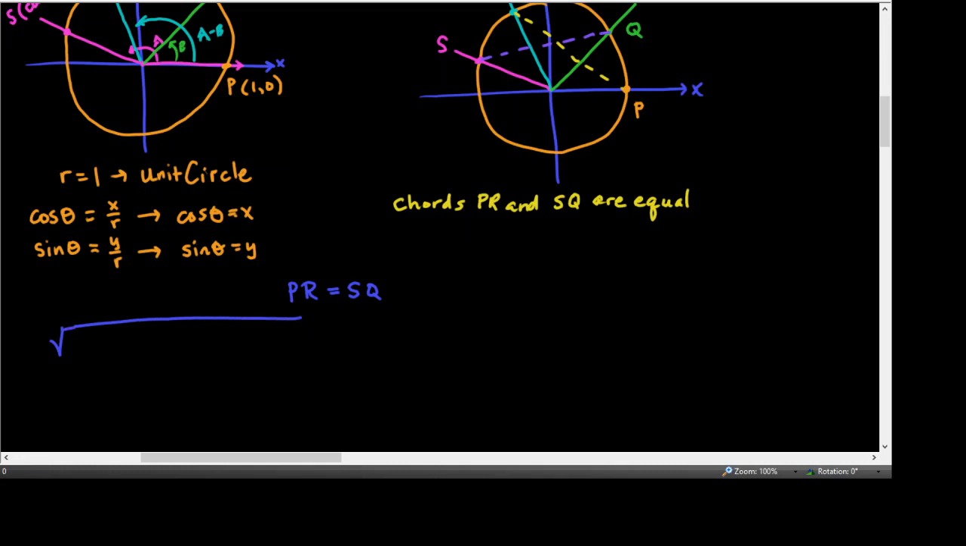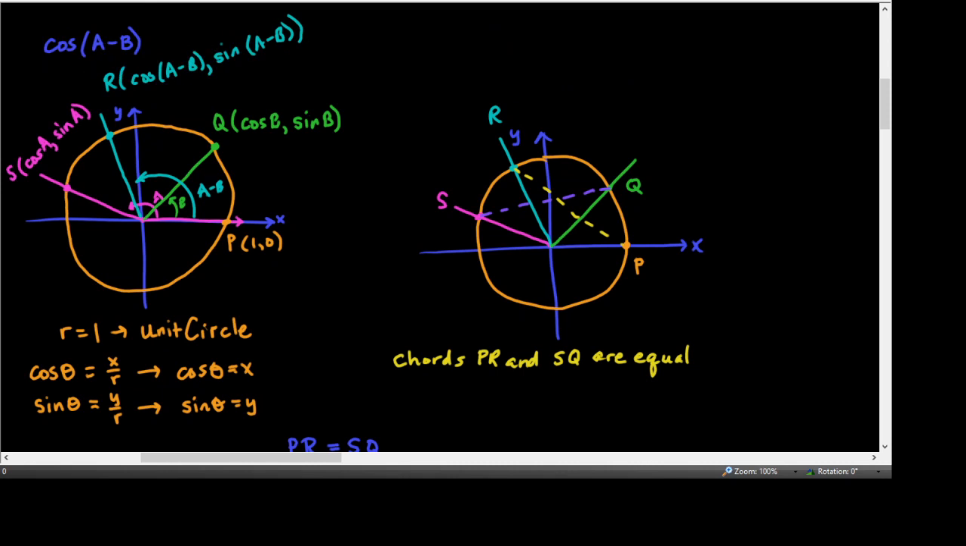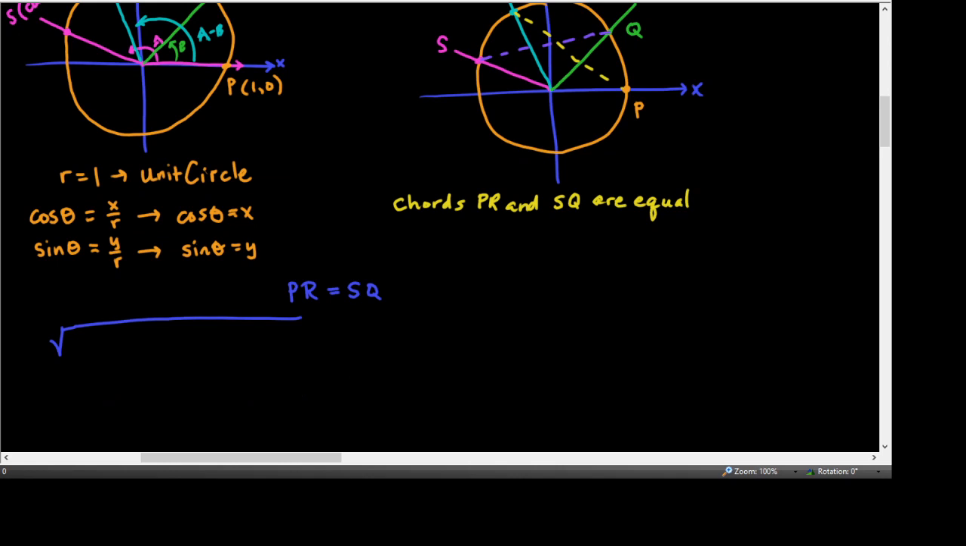Then I can find the length of PR using the distance formula. So we're going to use the coordinates for P and R. So R is the cosine of A minus B, sine of A minus B, those are the X and Y coordinates for R. So that's going to be X sub 2, which is R's X, so cosine of A minus B, minus X sub 1. The X coordinate for P is 1. So X sub 2 minus X sub 1 quantity squared plus Y sub 2, which is sine of A minus B, that's the Y coordinate of point R, minus Y sub 1, 0. 0 is the Y coordinate of point P, quantity squared.